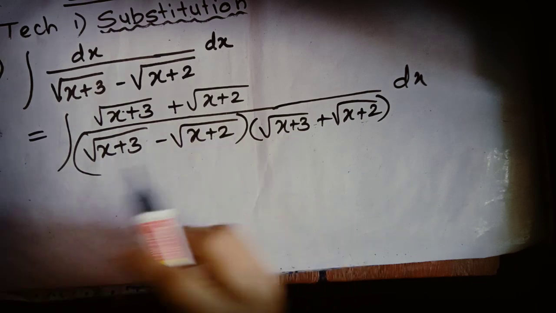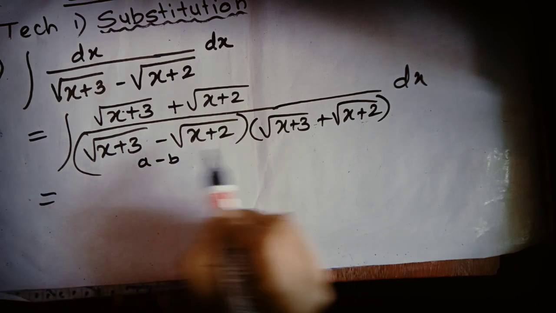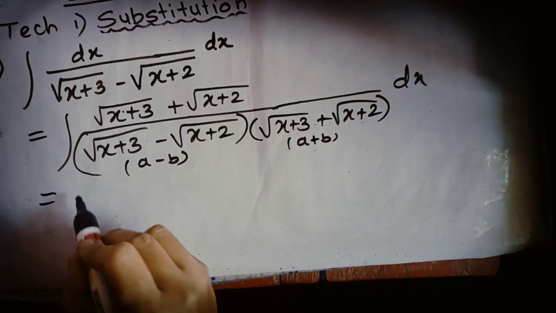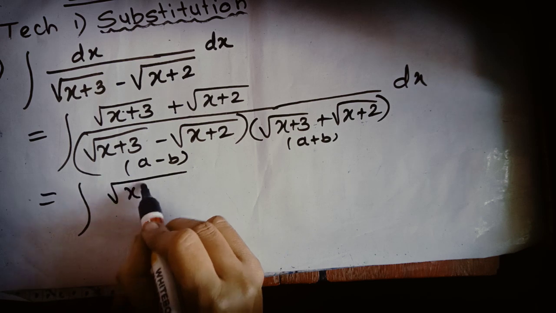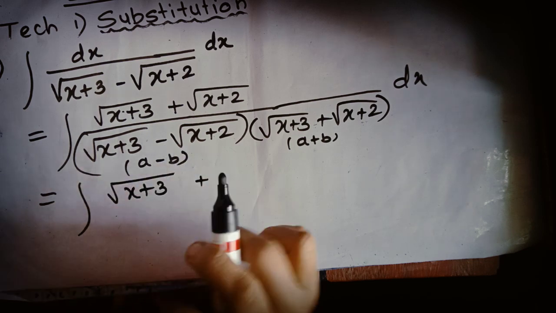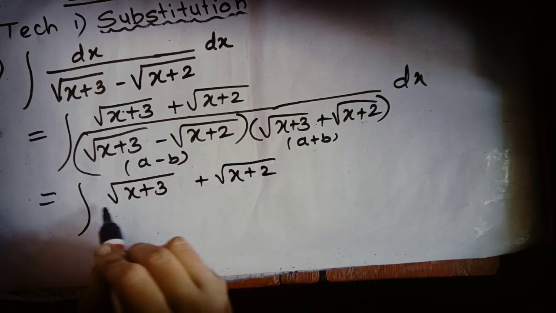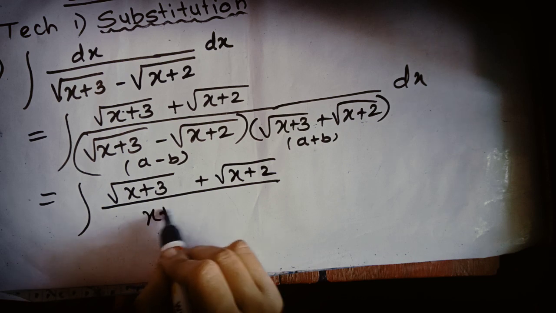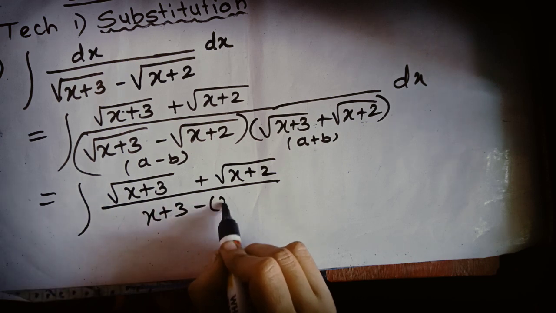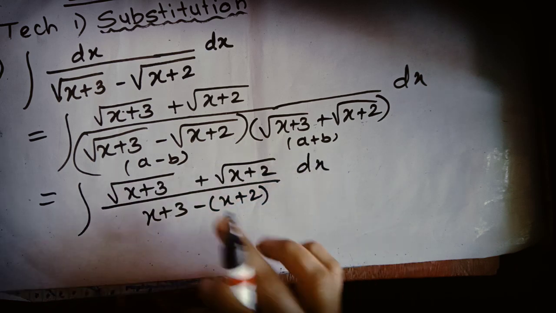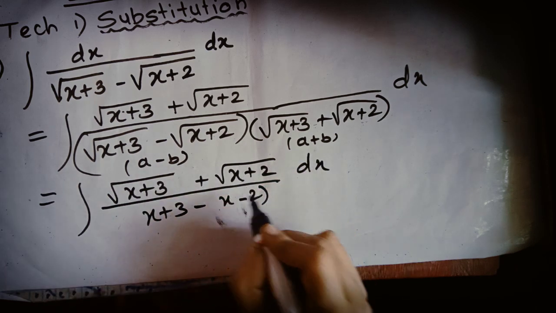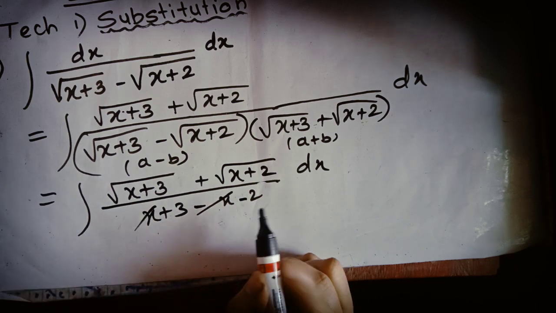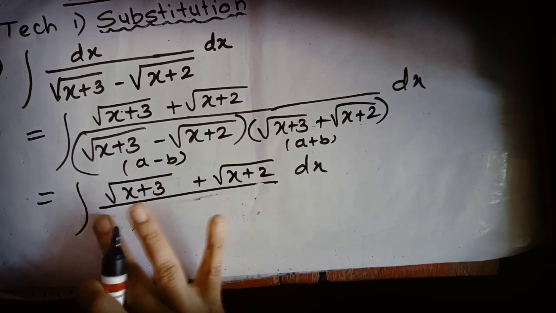Okay, so this you have to use the a minus b, a plus b formula, which is a square minus b square. So integral root x plus 3 plus root x plus 2, over root of x plus 3 the whole square minus root x plus 2 the whole square, dx. So this will be x plus 3 minus x plus 2, and this gets cancelled, so 3 minus 2 is 1. So this whole thing is your 1.